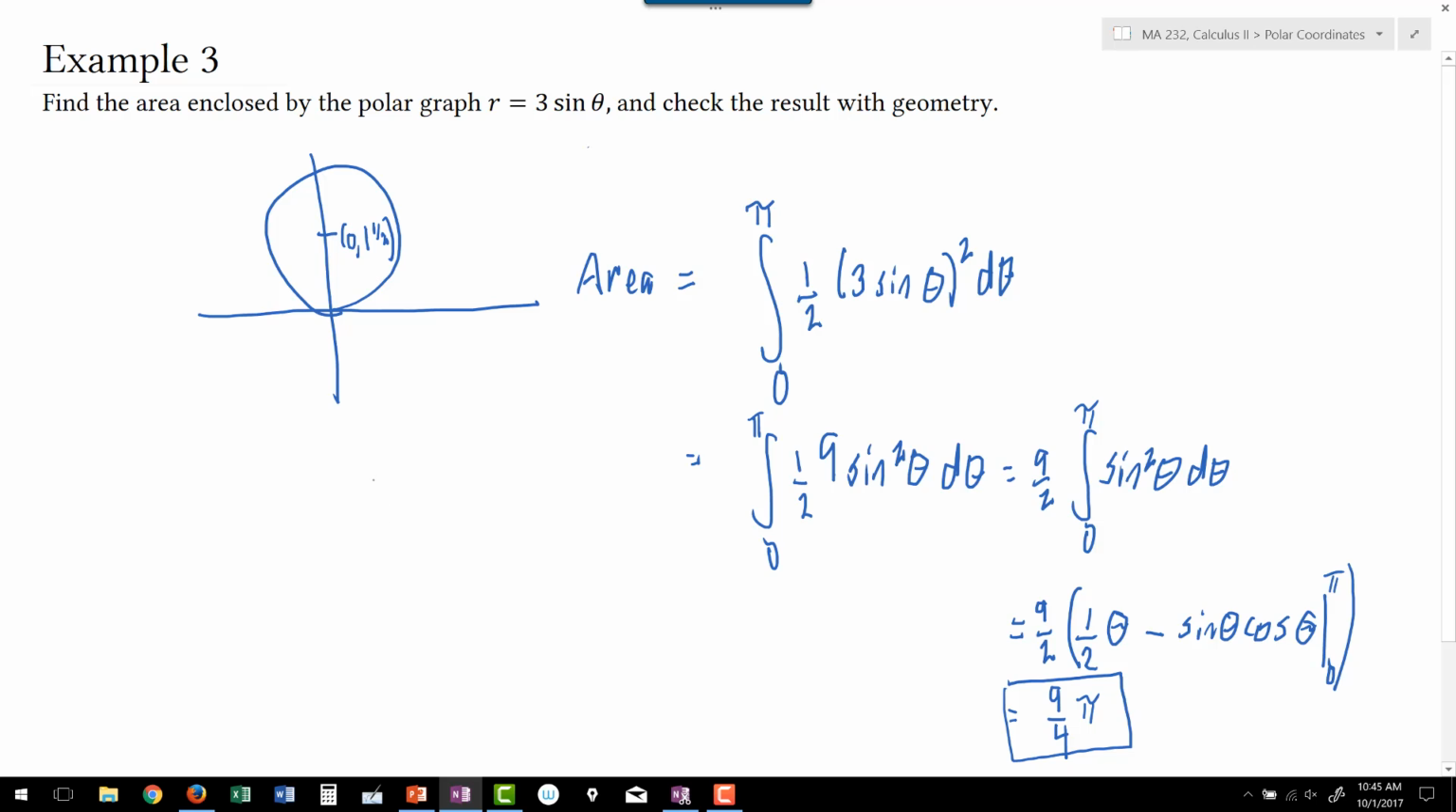To check this result with a result from geometry, we know the area of a circle is pi r squared. The radius of this circle is 1.5, which is the same as 3/2. And so I get 9/4 pi here as well, which checks out.